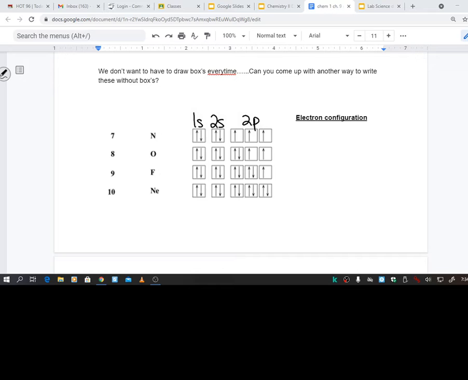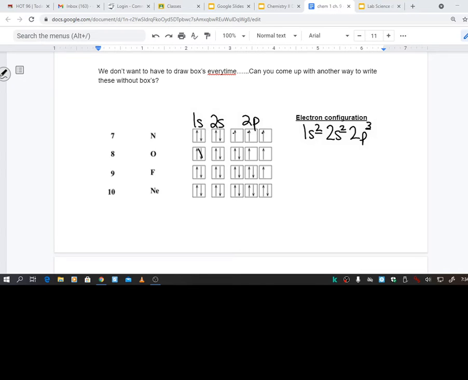So for example, for nitrogen, this would be 1s2, 2s2. Now imagine if I just wrote 2p, and you're like, okay, I'm in 2p, but how many? How many electrons are in 2p? That's why it's really important that we put those numbers at the top. There are only 3 electrons in the 2p. Now I could go back and go 2, 4, 7. 7 electrons, I can look at my periodic table and be like, oh, that's nitrogen.